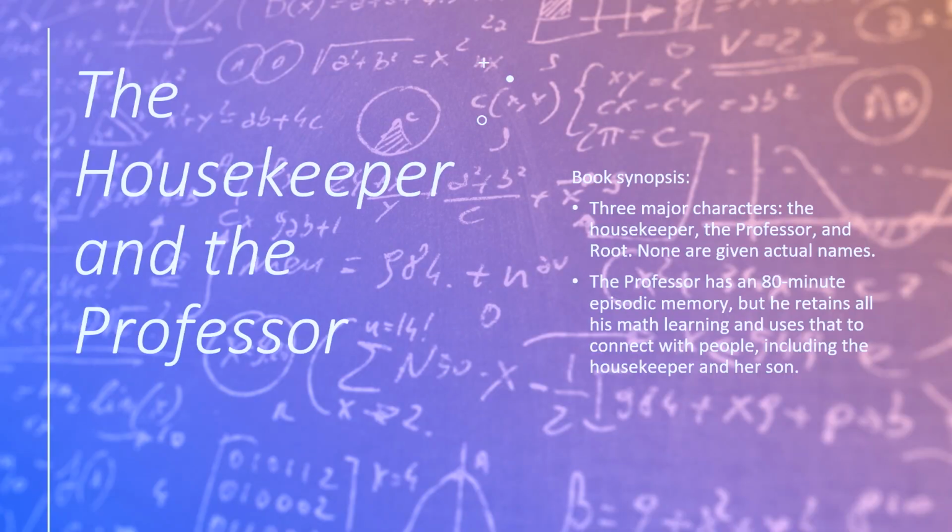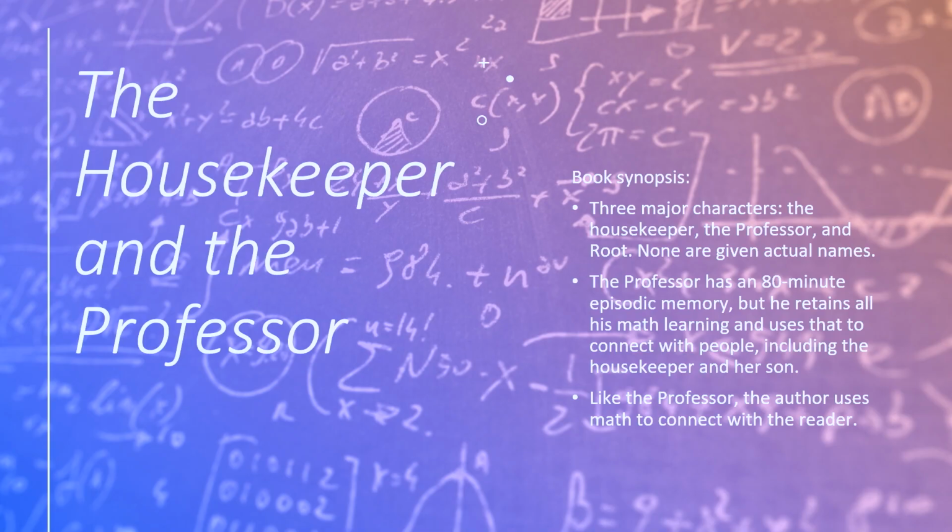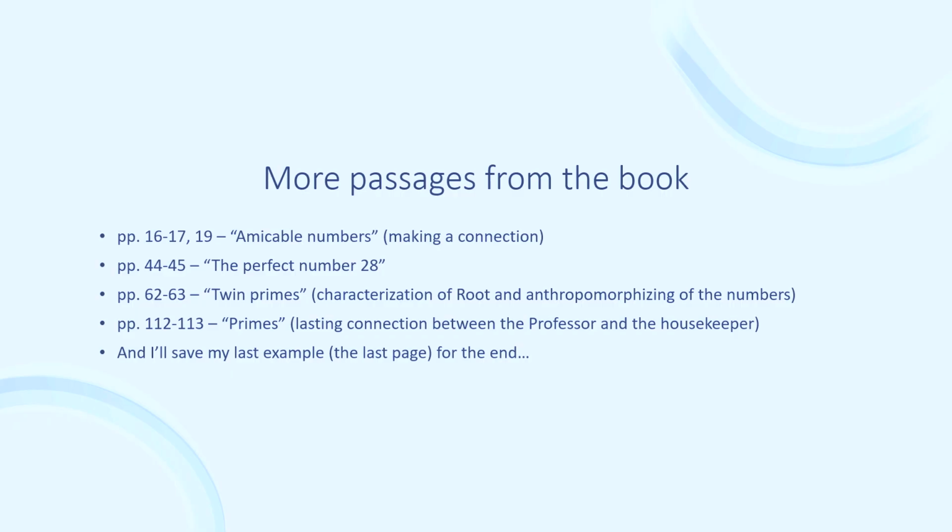But the housekeeper essentially is hired to take care of this professor who 15 years prior had an accident that caused him to only have an 80-minute episodic memory, but he can still remember all of the math. So he essentially uses that to connect with the people in his life because he doesn't really remember anything else about them. Like the professor, the author uses math to connect with the reader as well, and to show some of the characterization of these characters, especially the housekeeper and Root, which we'll see as I read some more sections.